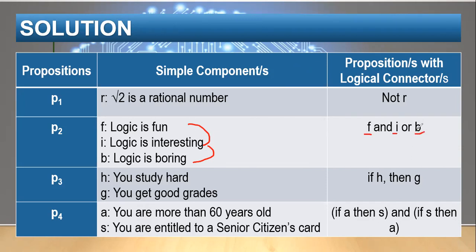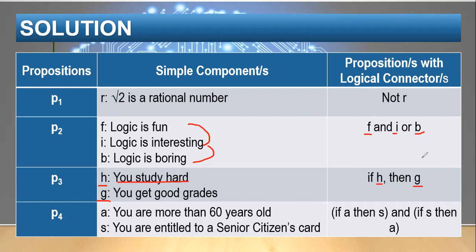So pinaghiwa-hiwalay natin. Next, we have proposition P sub 3. Pag pinaghiwalay, we have proposition H and G: you study hard, you get good grades. Ang kabuuan na sentence kanina, di ba? If you study hard, then you will get good grades. That is, if H, then G. Okay? So, ibig sabihin ng small letters na to is itong buong sentence. For the proposition G, you get good grades, yung katumbas naman niya na sentence.